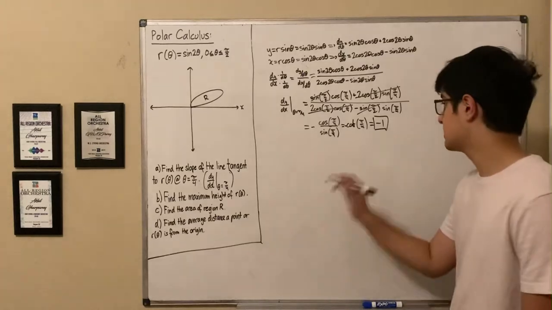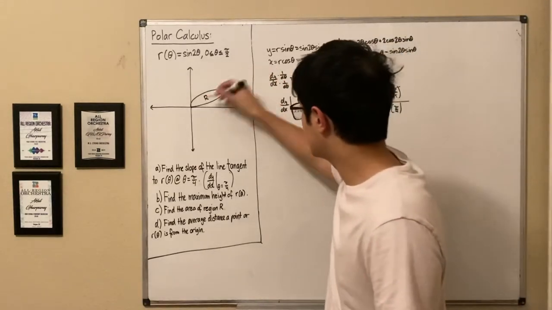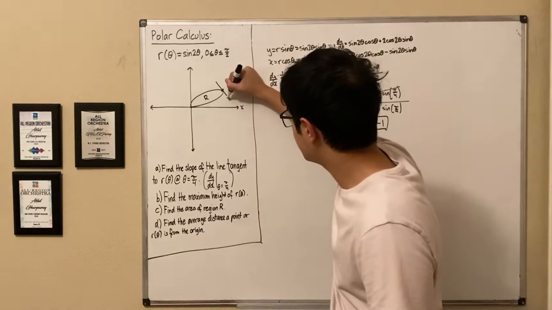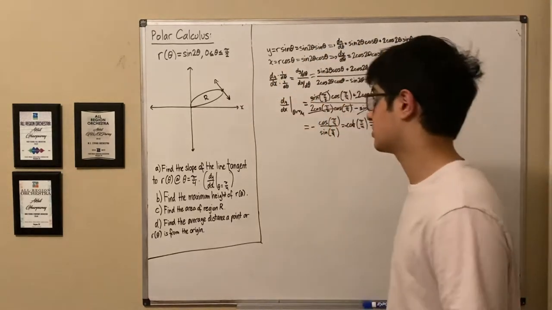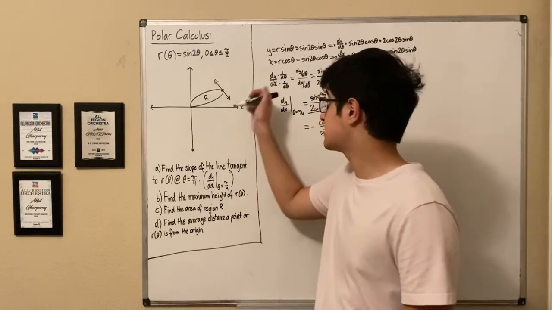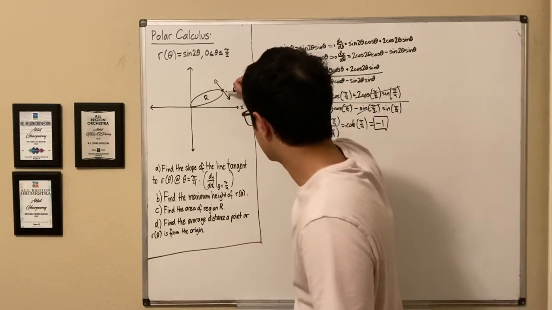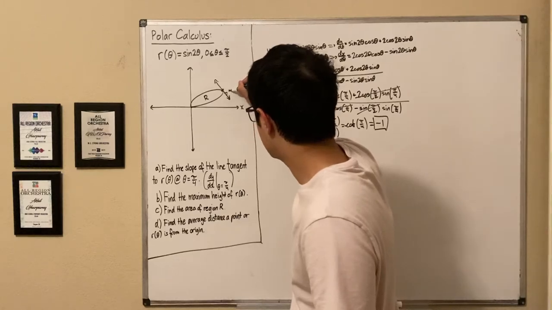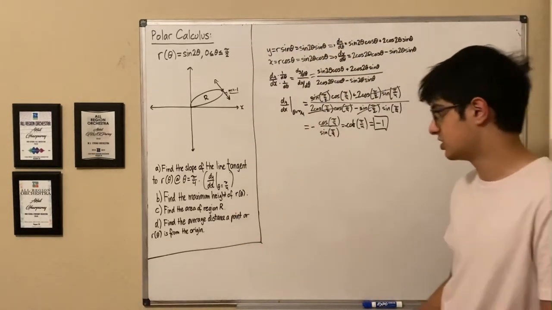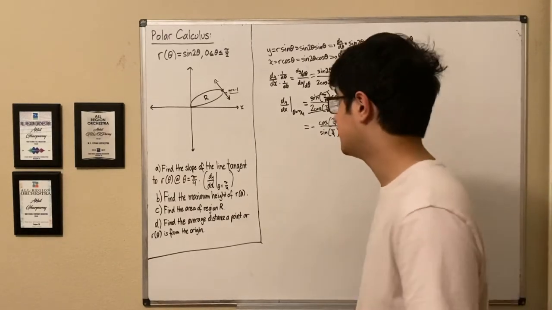So if you notice, this is saying that if we look at, let's say this is pi over 4-ish, if we draw the tangent line to this, or the line tangent to this graph at pi over 4, we will get that this slope right here is negative 1. That is essentially what this means. So that's part A. Let's move on to part B now.